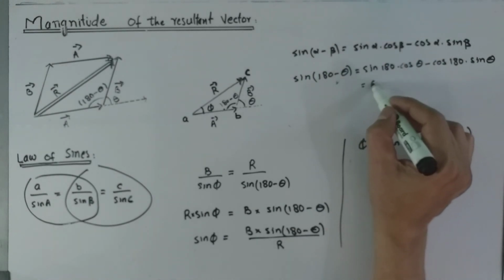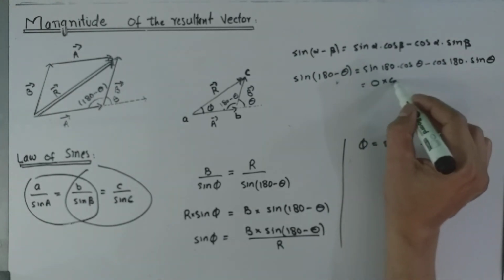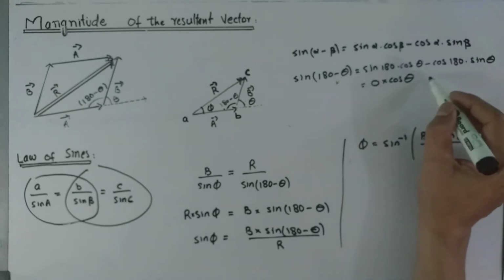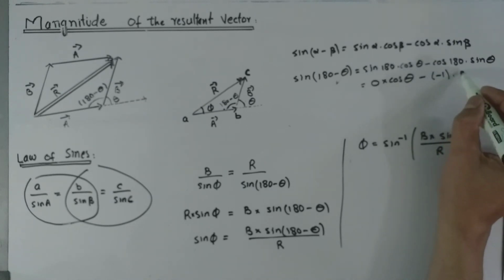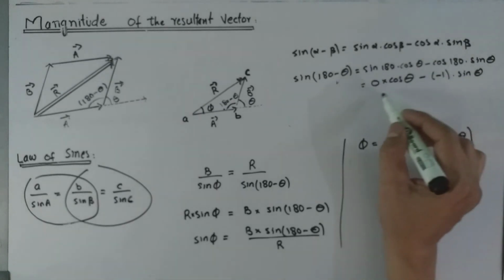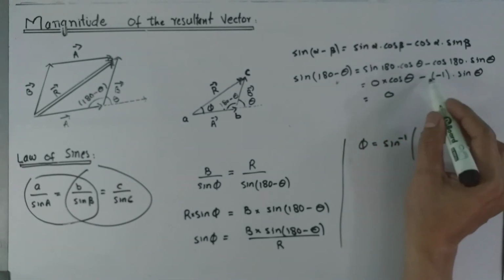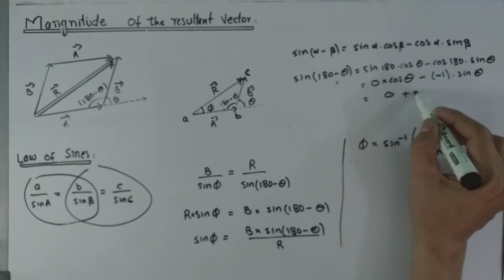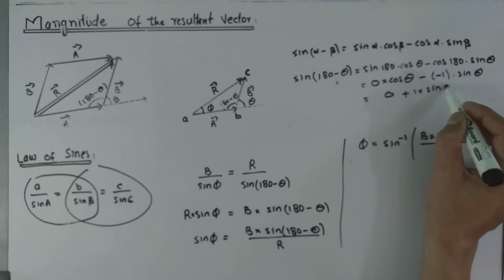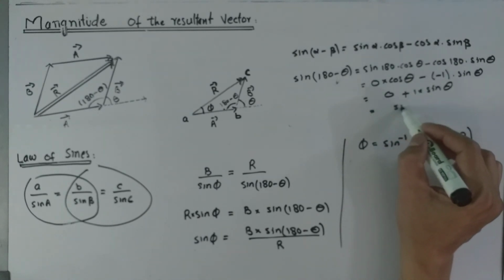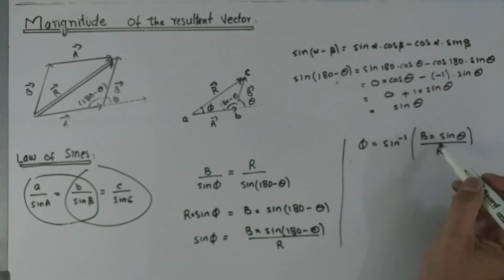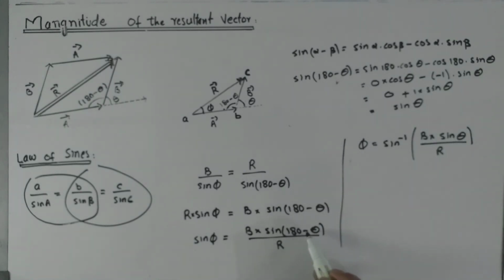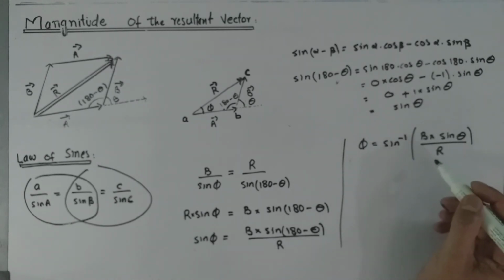So sine 180 is equal to 0 multiplied by cos theta, minus cos 180, which is equal to minus 1, multiplied by sine theta. This will become 0, minus minus becomes plus 1 multiplied by sine theta. You get only sine theta. So sine 180 minus theta is equal to sine theta. That's why I put the value for sine 180 minus theta as sine theta. So this is the final answer.